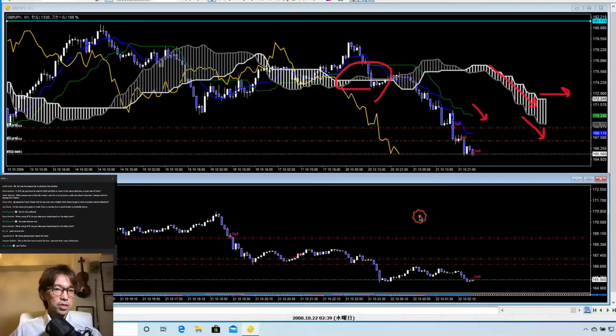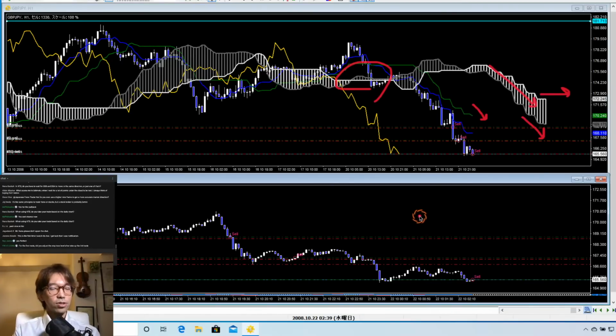When using KTS, do you take your trade based on the daily chart? Yeah, daily or 4 hour in my day-to-day analysis. I don't usually, but sometimes I take 1 hour to take trades like this, right? I look at the 1 hour and look at the 15 or 5 to take trades. But usually, I prefer to ride a trend on the 4 hour or daily chart.